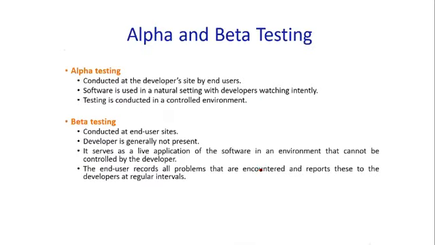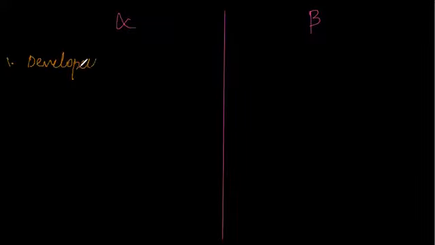And the next is validation testing. Now in validation testing, there are two types of testing as I told. There's alpha testing and there is beta testing. So first, you've got alpha testing and you've got beta testing. And the first point in alpha and beta testing is that alpha testing is basically done at the developer's site. That is, the developer is going to test the system.